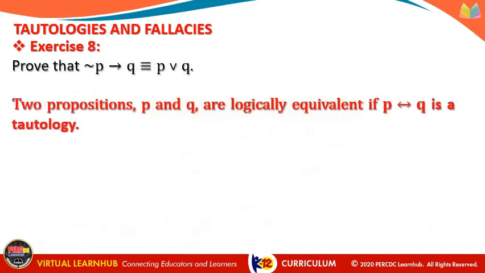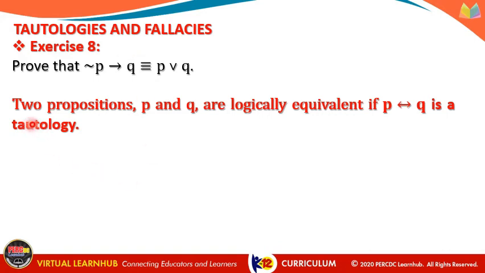Let's now go to our last exercise. Prove that this and this are logically equivalent. Prove that the conditional proposition if not P then Q and the disjunction of P and Q are logically equivalent. Now, there is another application of tautology. Kindly remember this one.